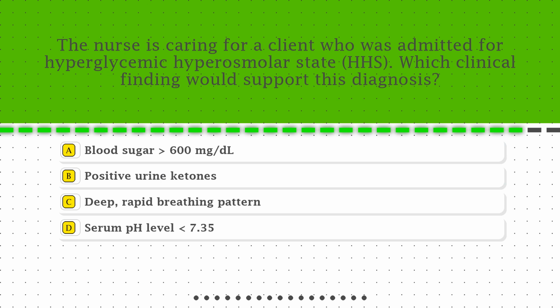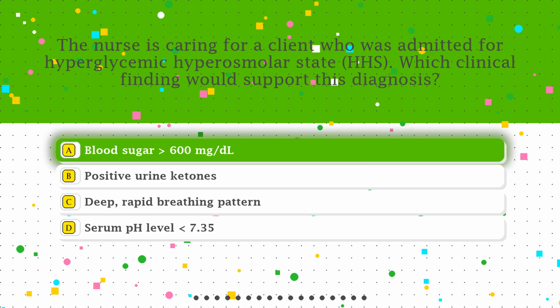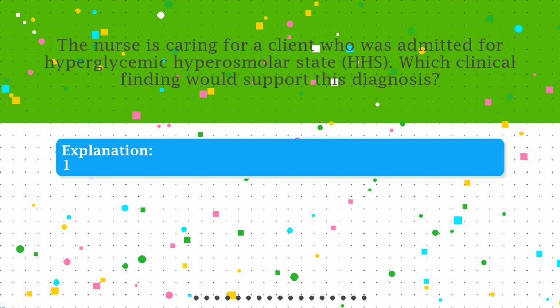Question 14. The nurse is caring for a client who was admitted for hyperglycemic hyperosmolar state, HHS. Which clinical finding would support this diagnosis? Option A. Blood sugar 600 mg/dl. Option B. Positive urine ketones. Option C. Deep, rapid breathing pattern. Option D. Serum pH level 7.35. The correct answer is option A. Blood sugar 600 mg/dl.